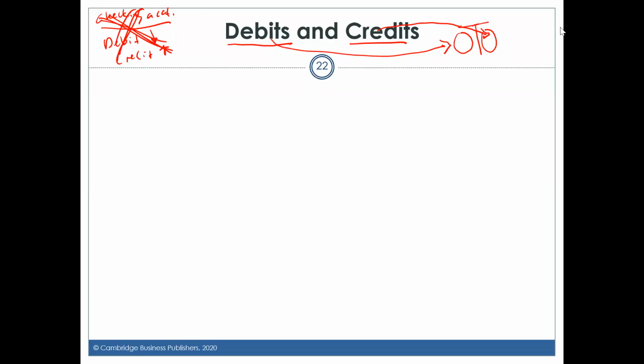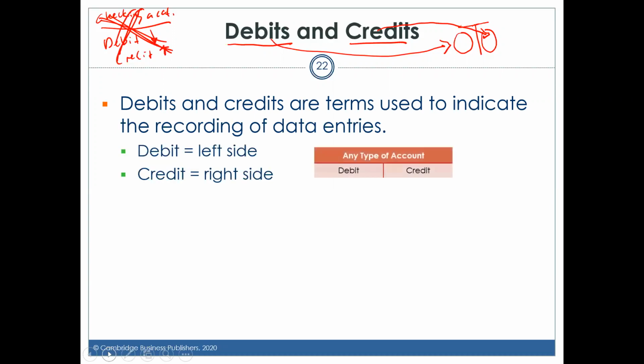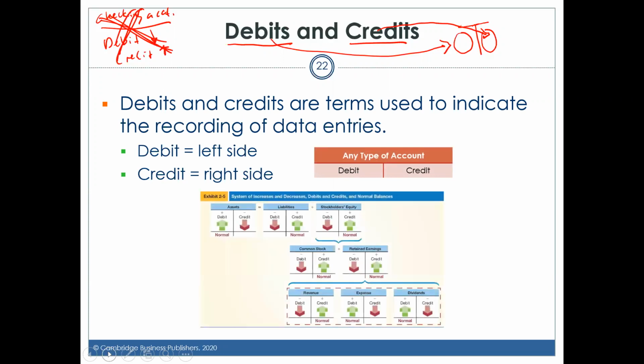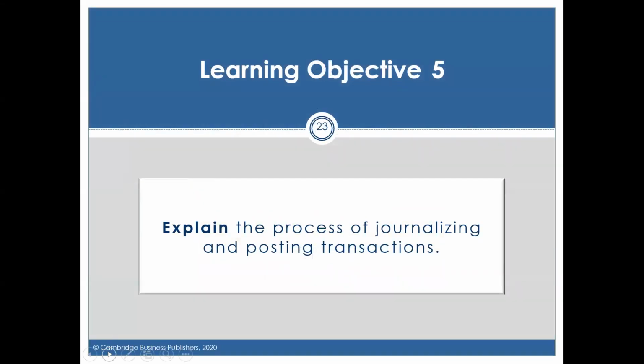All right, let's keep going here. All right, we're going to go back and we're going to make a journal entry for each of those transactions that happened at Mike's Bikes on the previous slides.